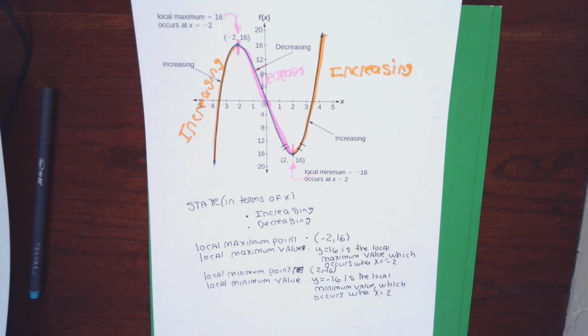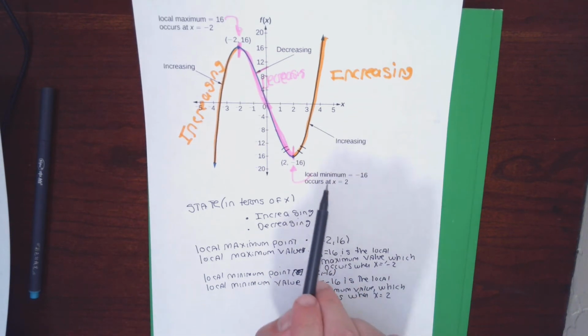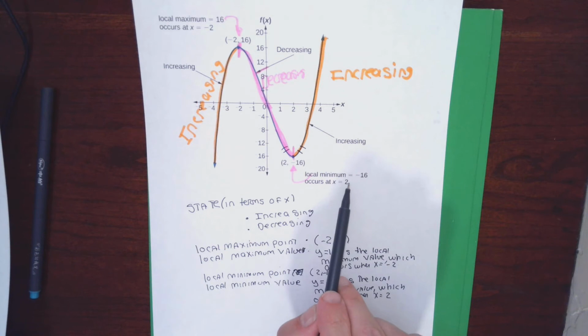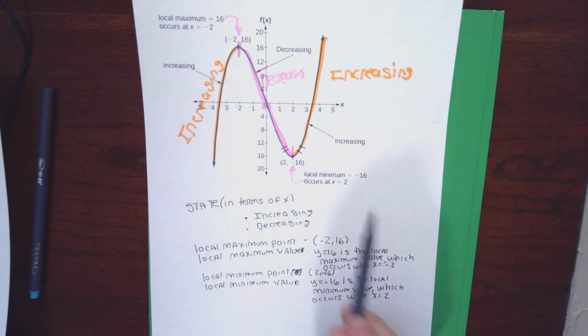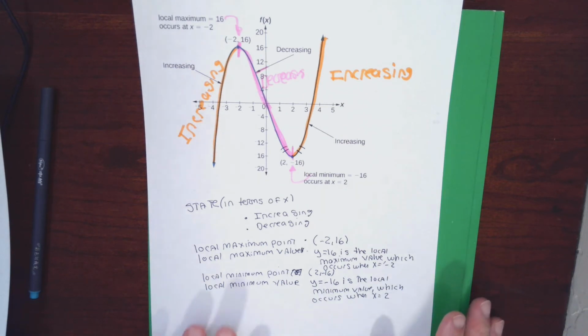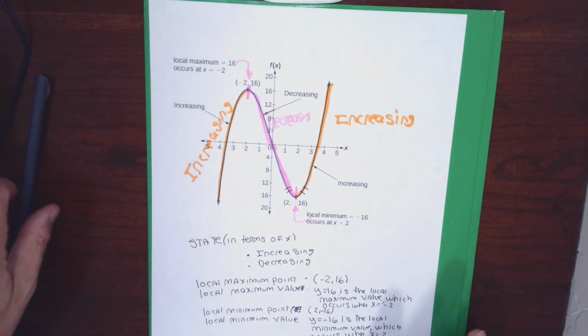So that's the easy part, and you can kind of see here local minimum of negative 16. I would say y equals negative 16 occurs at x equals 2. It's just a little more informal than what I wrote. Next, I need to describe the intervals where the graph is increasing and decreasing, just like finding the domain, mostly. What I'm going to do is break the graph up into segments.